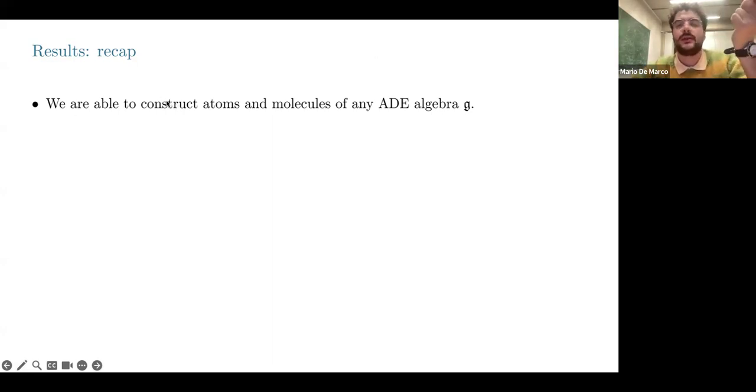So first of all, we are able to construct atoms and molecules for any ADE type Lie algebra that I always denoted with G. And so these are interacting 5-dimensional superconformal field theories with flavor group at least of type G times G. So we get E8 times E8, and D_k times D_k with k arbitrarily large. And we find many atoms that seem to be more intrinsic to 5D. So one of the open questions is also understanding the higher-dimensional origin of them: which of them descend from 6D, and if they descend from 6D, what is the precise mechanism?